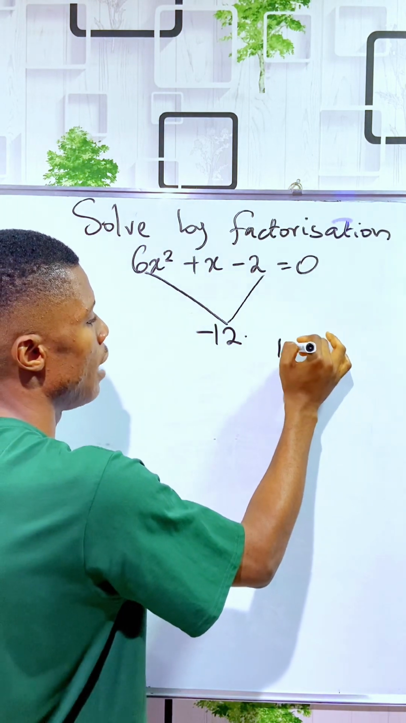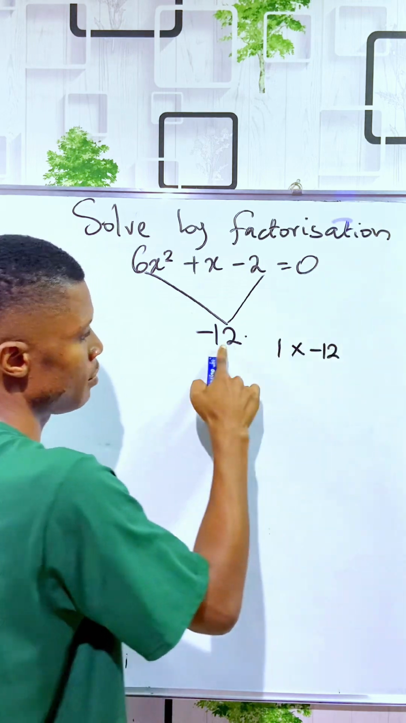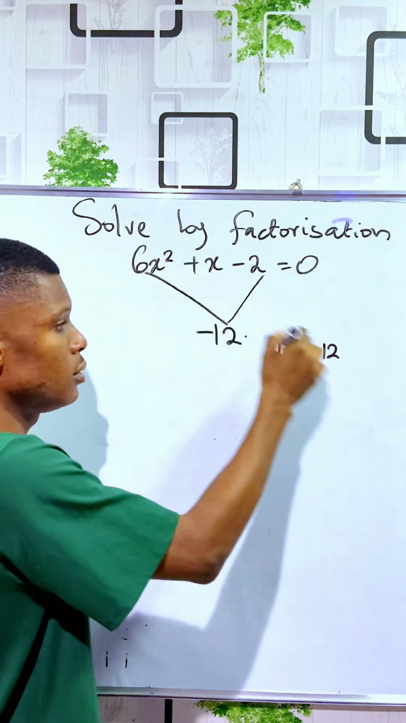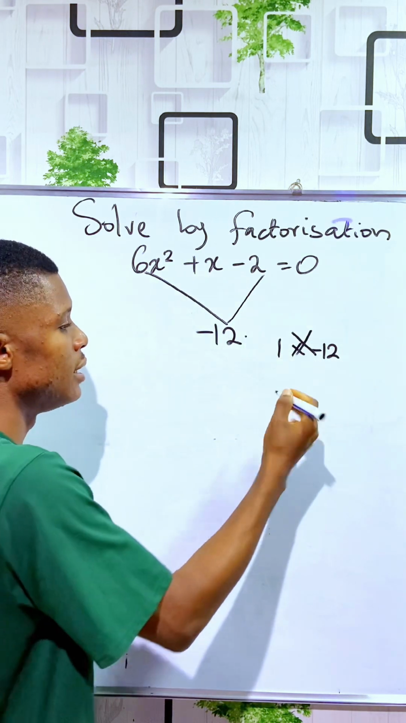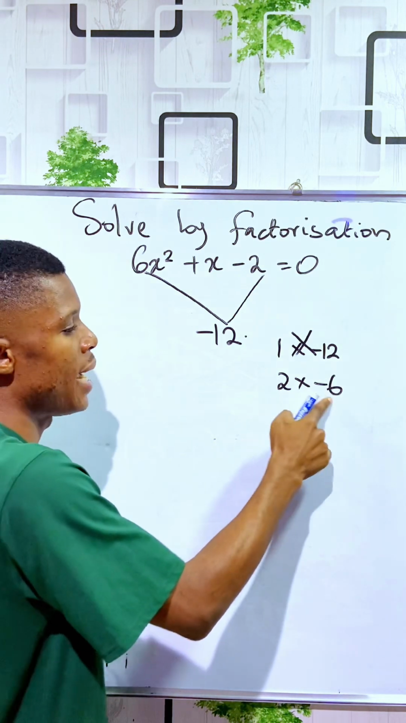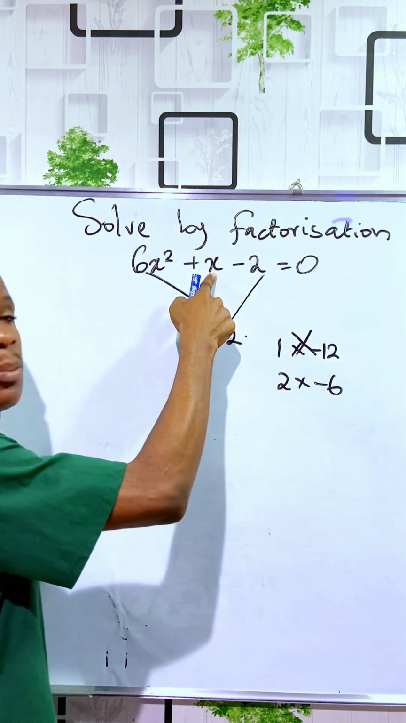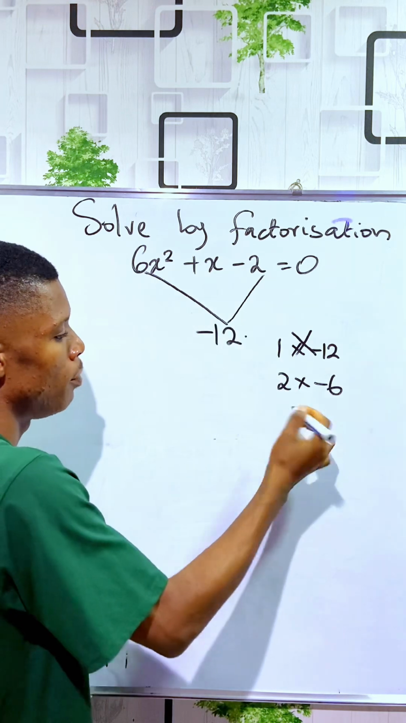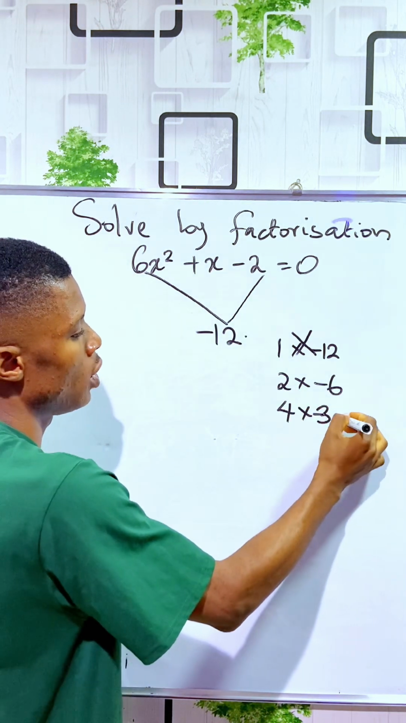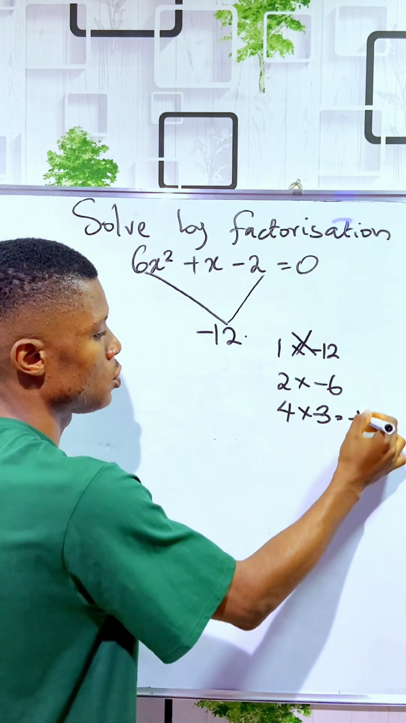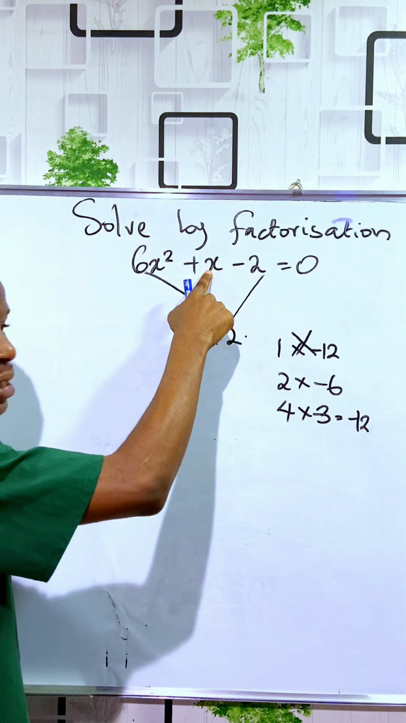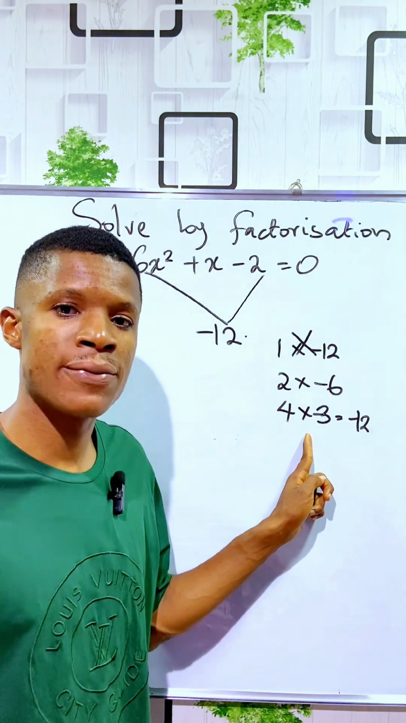1 times minus 12 is minus 12, but 1 plus minus 12 doesn't add up to 1, so this is not the factor. Then 2 times minus 6 is minus 12, but doesn't add up to 1. But 4 times minus 3 is minus 12, and when you add 4 to minus 3, you get a positive 1. So this is the correct factor.